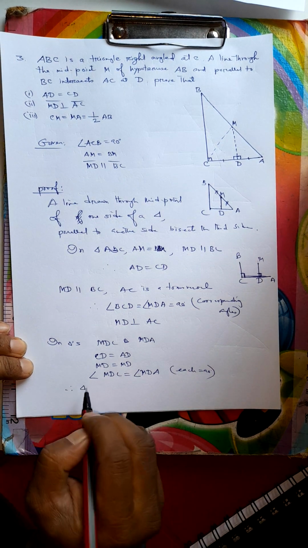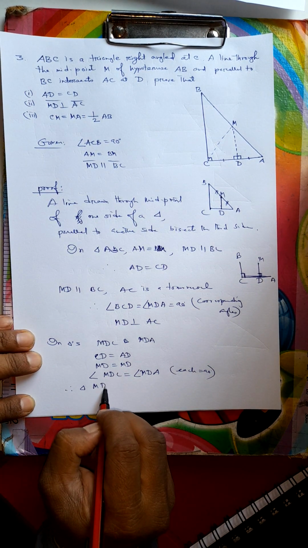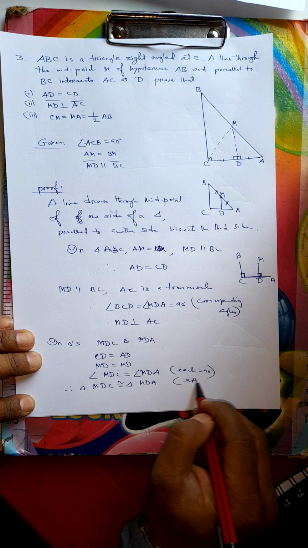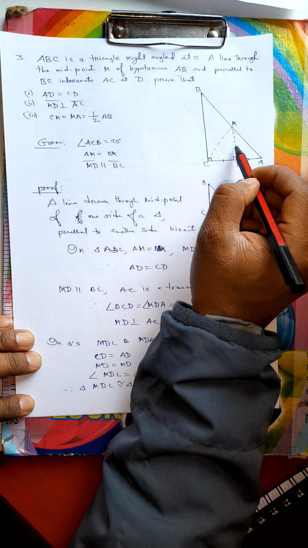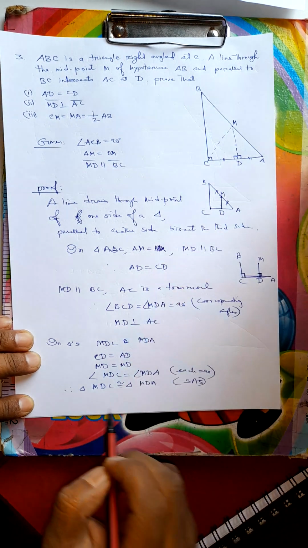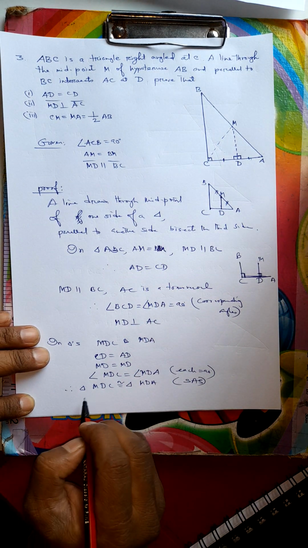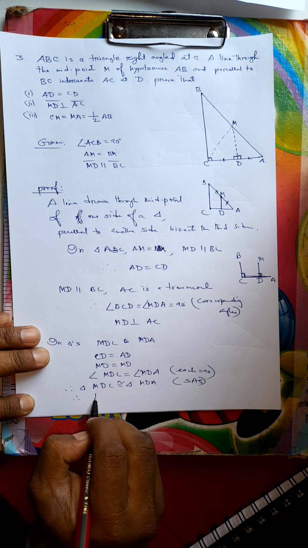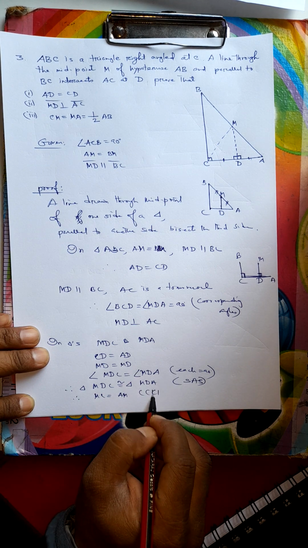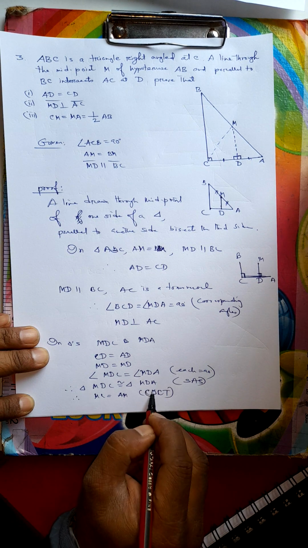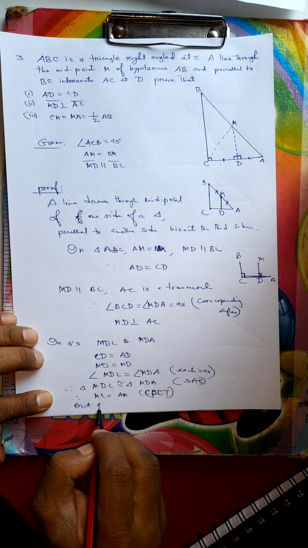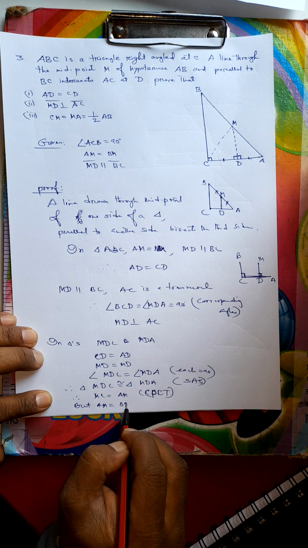Therefore, triangle MDC is congruent to triangle MDA. Why? SAS congruence criteria, right? This side equal to this side, this is the common side, this angle equal to this angle. So by SAS congruence criteria, these two triangles are congruent. Therefore, MC equal to AM, CPCT. Corresponding parts of congruent triangles are equal. CPCT.